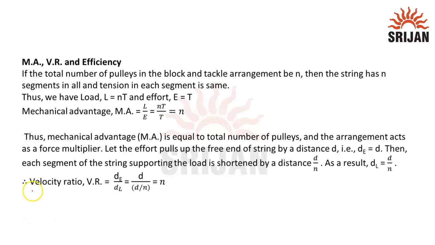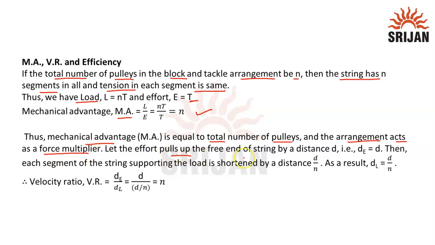Next is the mechanical advantage, velocity ratio and the efficiency. If the total number of pulleys in the block and the tackle arrangement is n, then the string has n segments in all and the tension in each segment is the same. So we have load equal to n times tension, and effort is simply equal to tension, which is T. So mechanical advantage is given by the ratio of load to effort. Since load is nT and effort is T, we get the mechanical advantage as n. So the mechanical advantage is equal to the total number of pulleys, and the arrangement acts as a force multiplier.